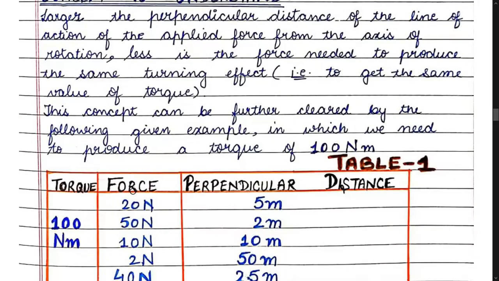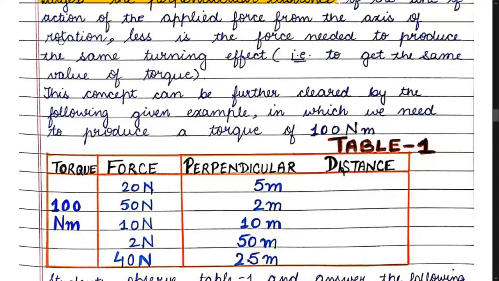Children, the basic thing we have to understand here is: the larger the perpendicular distance of the line of action of the applied force from the axis of rotation, the less force is needed to produce the same turning effect. That is, if the perpendicular distance between the applied force and the pivoted point is more, then the same torque can be produced by applying a very small force.